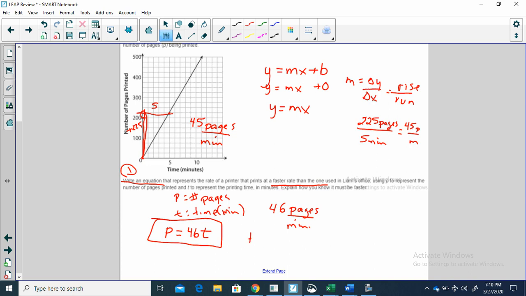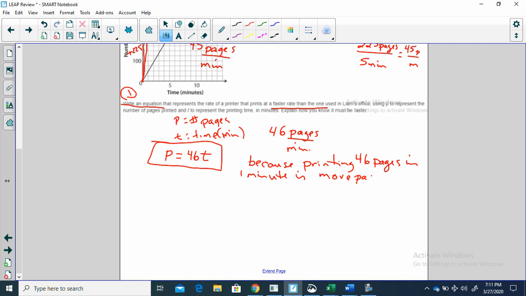Why is it faster? Because printing 46 pages in 1 minute is more pages per minute than printing 45 pages in 1 minute.